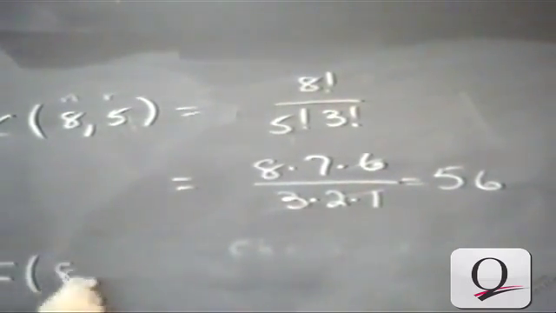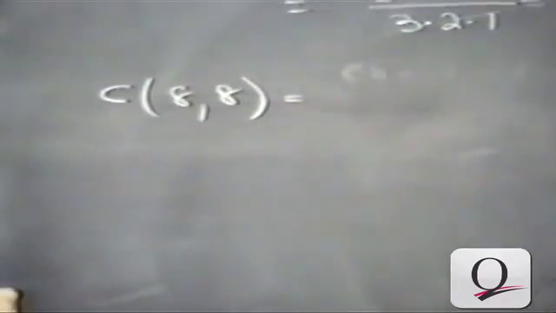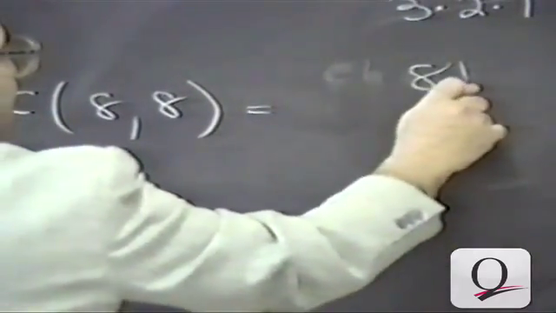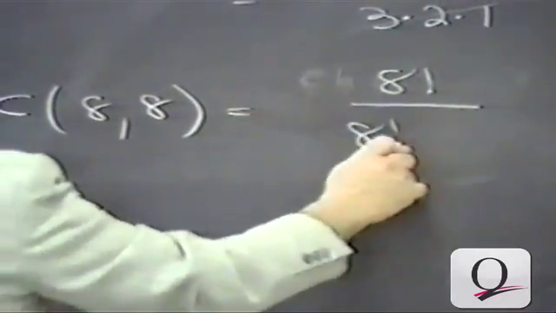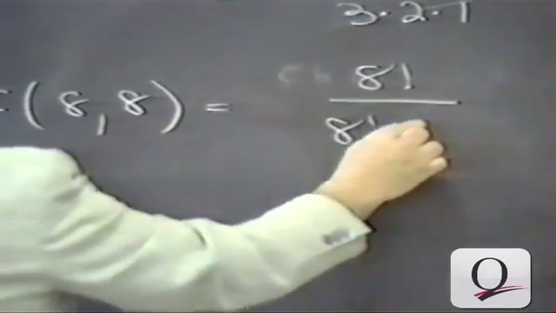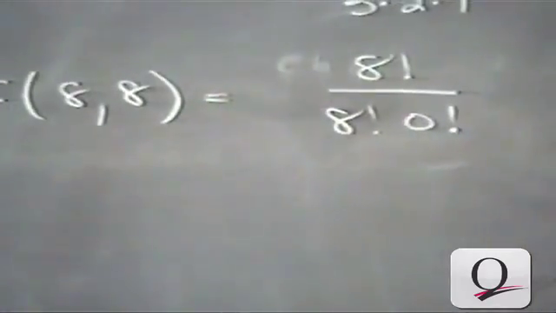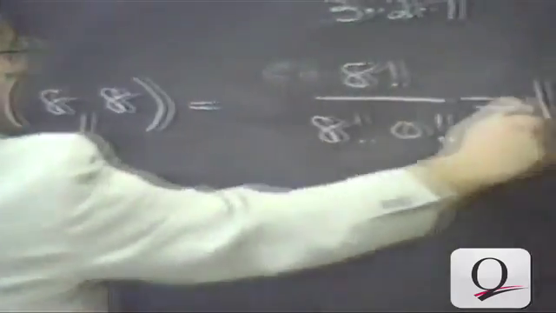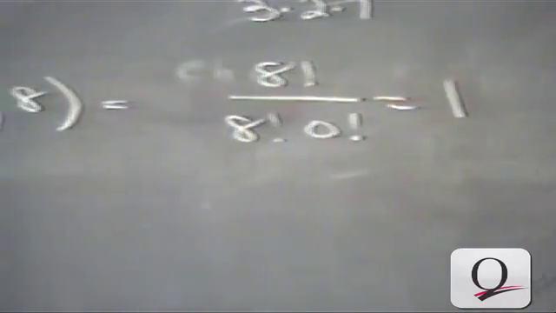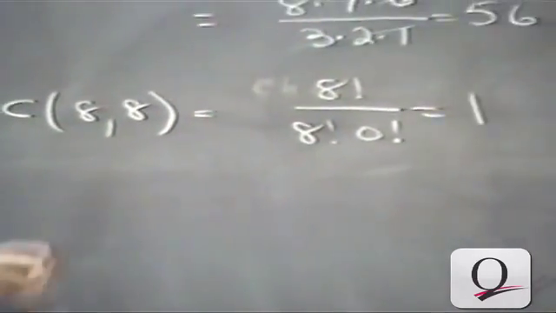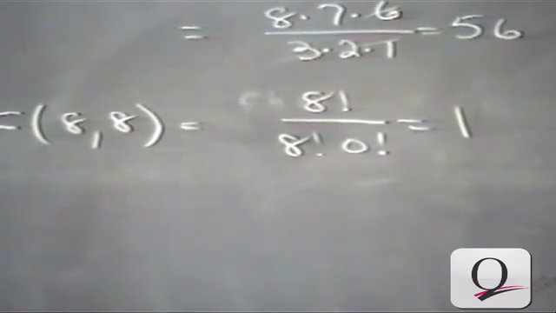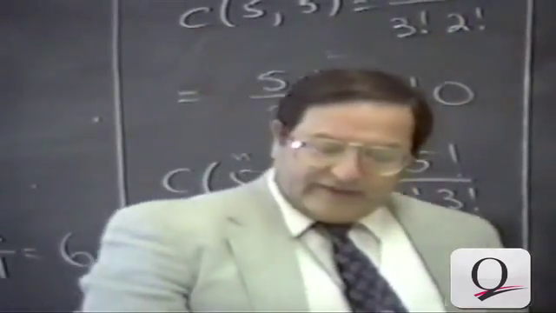How about C(8,8)? Well, according to the formula, it's n factorial, which is 8 factorial, divided by r factorial. Now, n minus r is 0 factorial, which we said was 1. So you have 8 factorial over 8 factorial, so that's just 1. And that makes sense because the number of selections you can make, 8 out of 8, is 1. You just have to choose everybody. It's the only way to choose 8 out of 8.